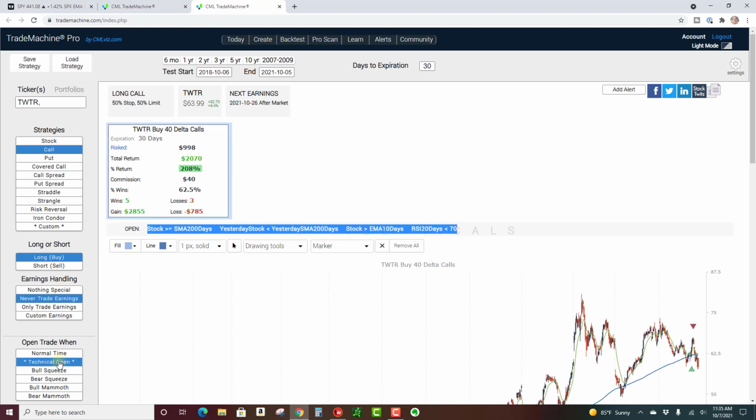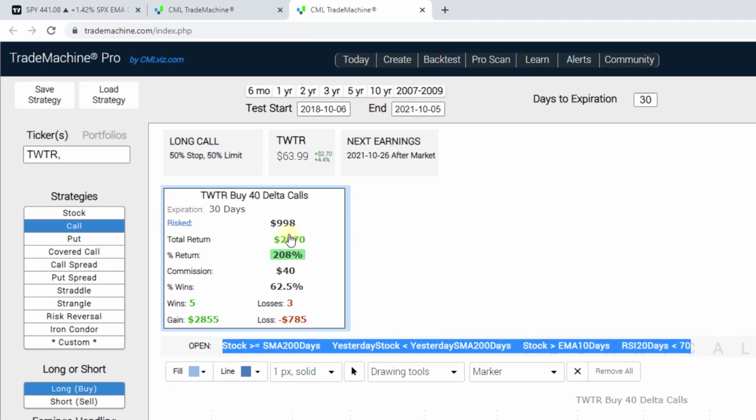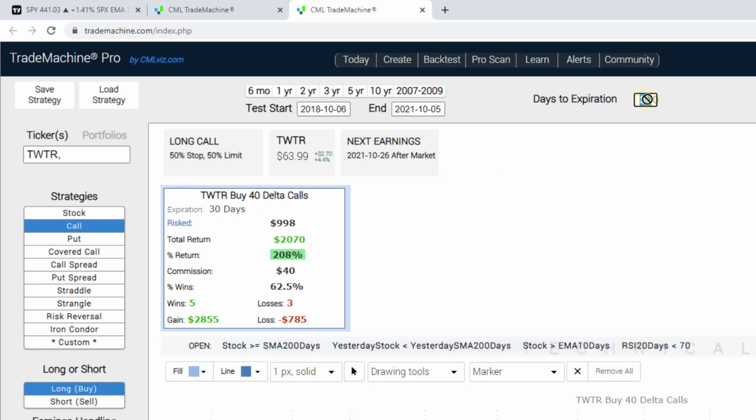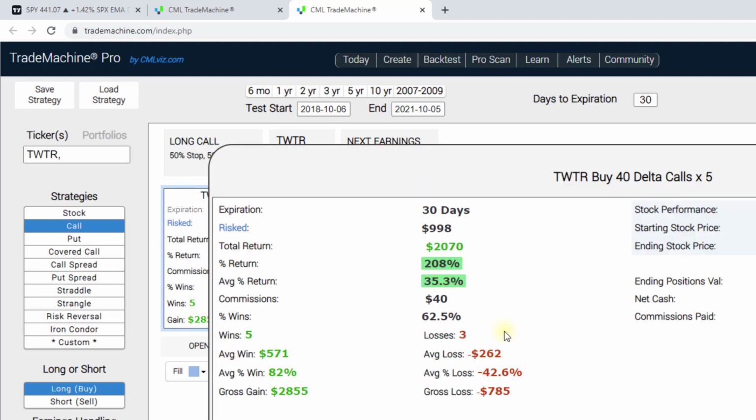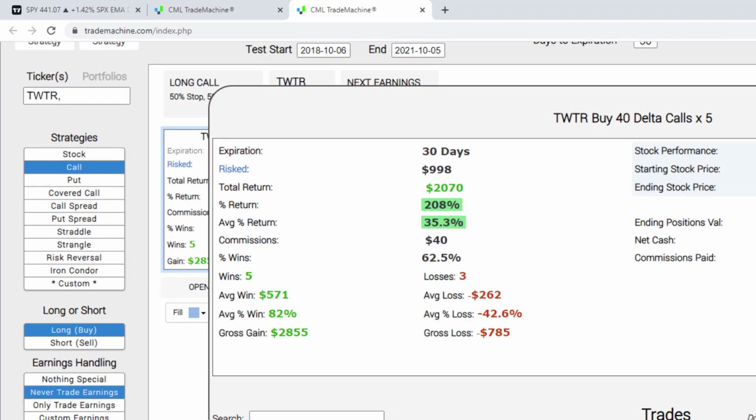Let's look at the actual technical open. But before we do that, you can see that I think this goes back the last couple of years. It's a long call. It's a Delta 40 call that has 30 days to expiration. And you do a 50% stop and a 50% limit. So you're basically risking 1-to-1, and it's got a 62% win rate. You can click in here and see the previous trades and all that stuff. The average winner was $571, the average loss was $262, and again, the 62% win rate.